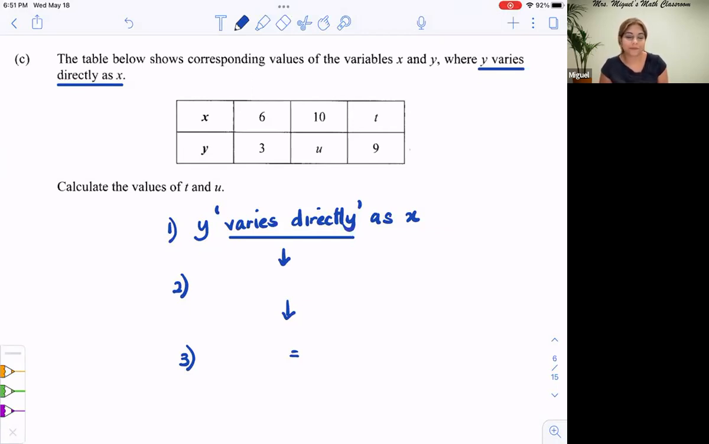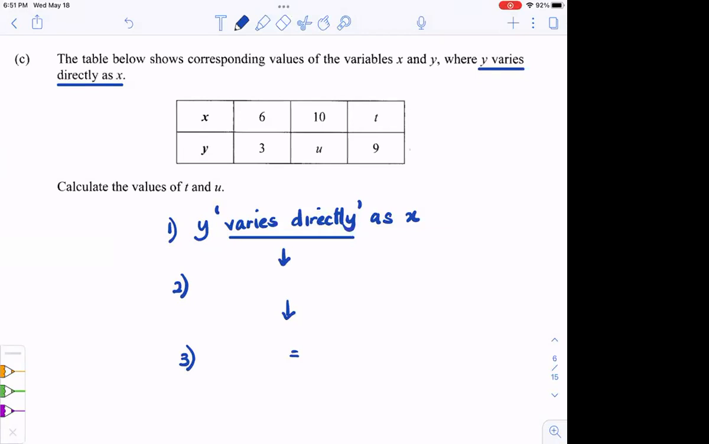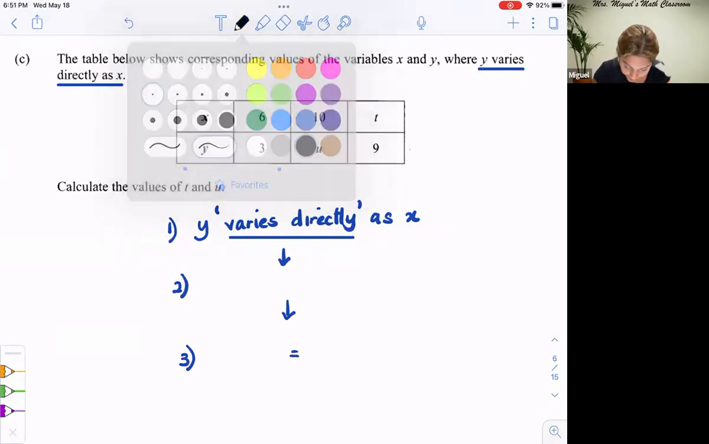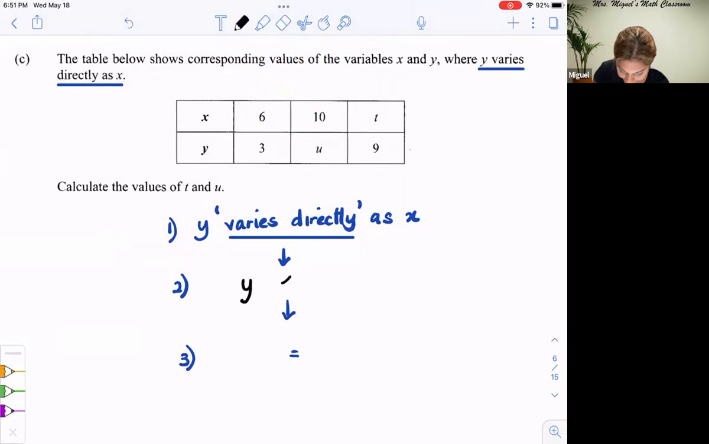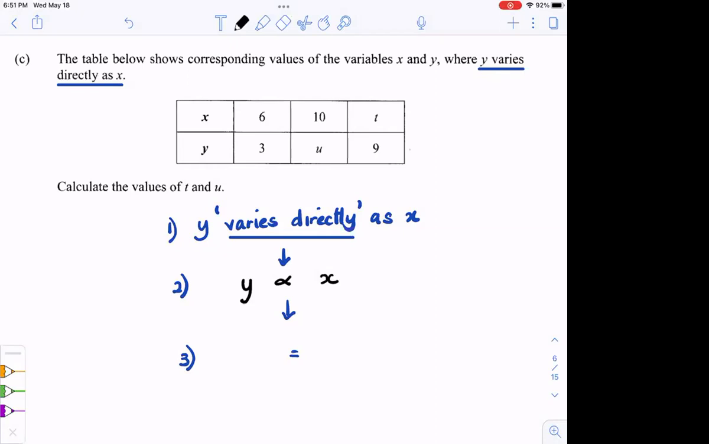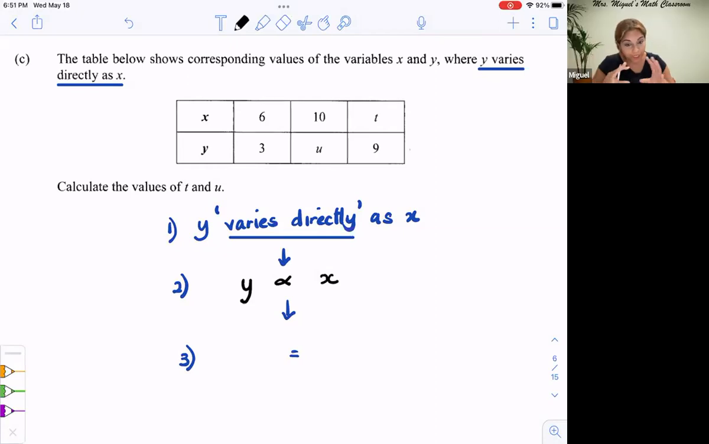Are we ready? Yes, miss. Right. So you are expected to have Y, the symbol, and X. Do you all have that? Yes, miss. Then you are expected to change the proportionality or the variation sign, and you are to include K. Do you all have this?